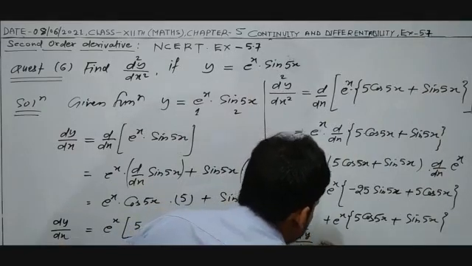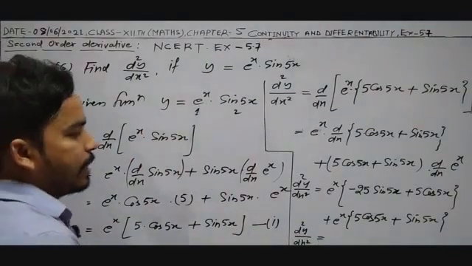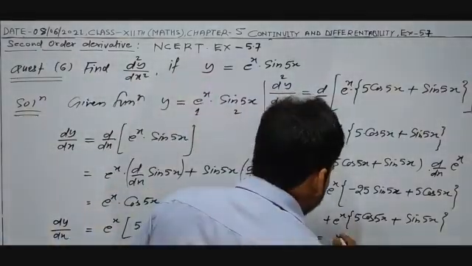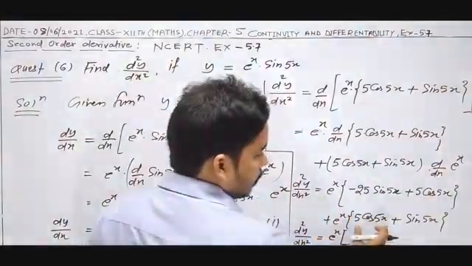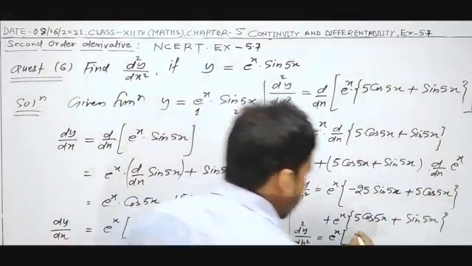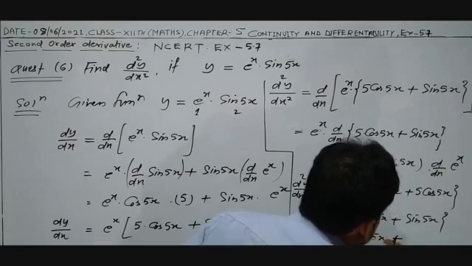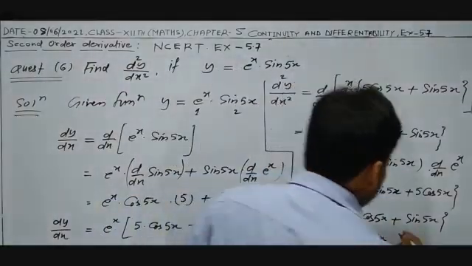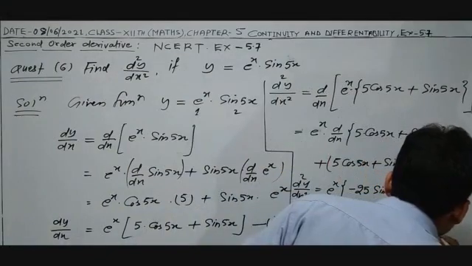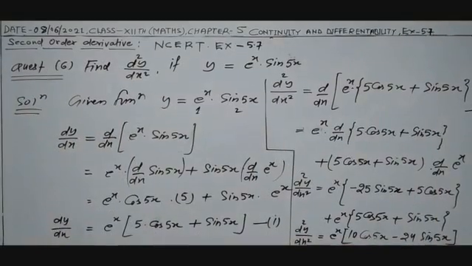So the d2y by dx2 result will be: e to the power x is common, and in the bracket, 5 cos 5x plus 5 cos 5x, that is 10 cos of 5x, plus minus 25 sin 5x plus sin 5x, that is minus 24 sin 5x. This is the answer.